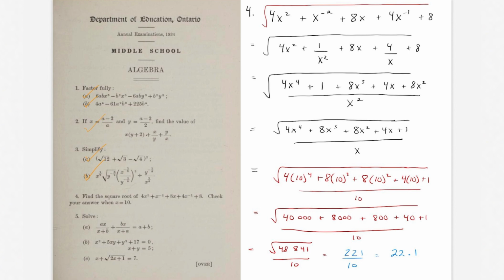of 48,841 was. I did check on my calculator. It's 221. And so that got me a final answer of 22.1.